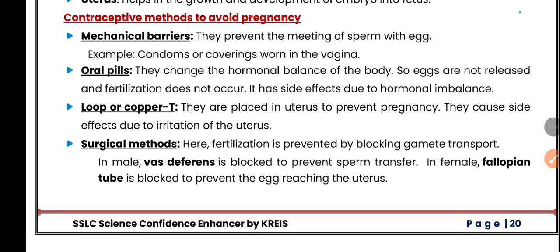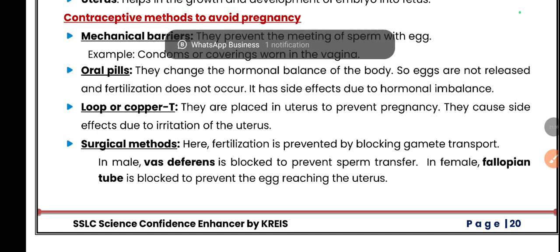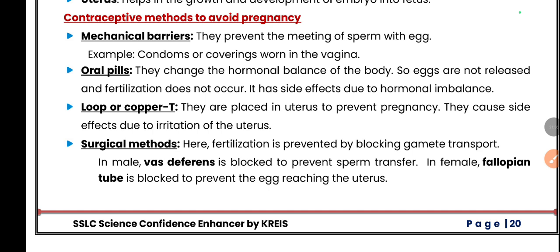Mechanical barriers prevent the meeting of sperm with the egg, for example condoms or coverings worn in the vagina. Oral pills change the hormonal balance of the body, so eggs are not released and fertilization does not occur. They have side effects due to hormonal imbalance. Loop or copper T are placed in the uterus to prevent pregnancy. They cause side effects due to irritation of the uterus.